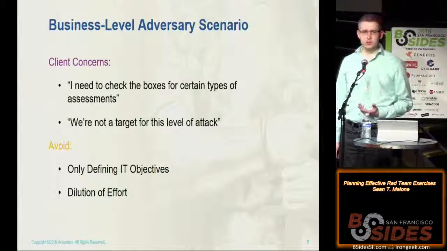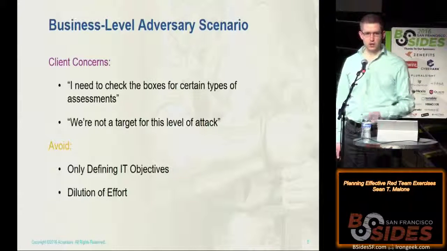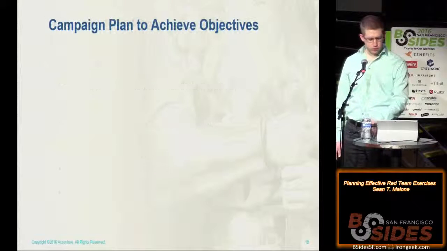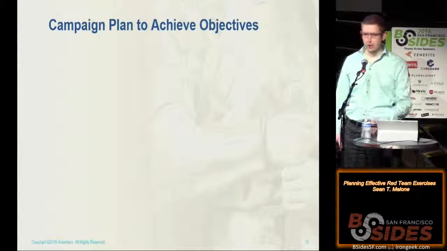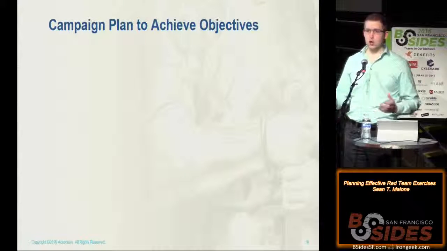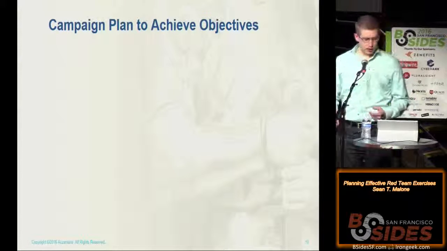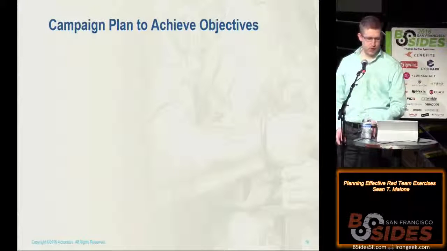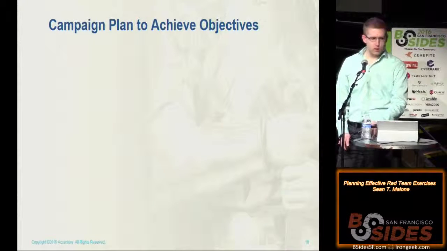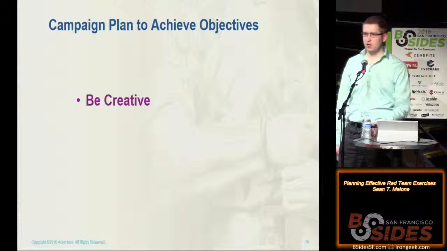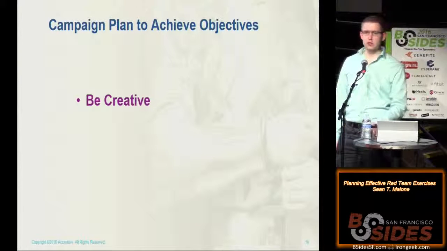So once the adversary scenario has been defined and agreed upon, next you move into the campaign plan to achieve the objectives. And I know this is an election year, but we're not talking about a plan to get elected here. It's an attack campaign, the offensive campaign. Few key principles on this one. First, be creative. Anything that the adversary can do should be in scope here.